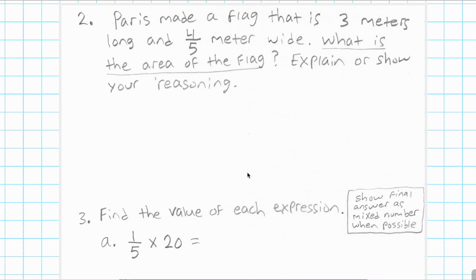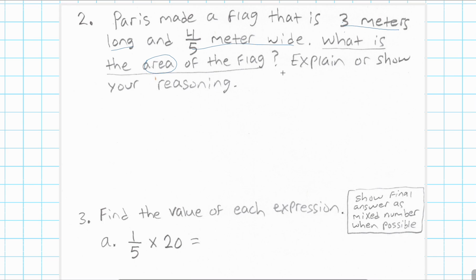All right, for the next question, we have that Paris made a flag that is 3 meters long and 4/5 meter wide. What is the area of the flag? Explain or show your reasoning. Okay, so it gives us the length, 3 meters long, and it gives us the width, 4/5 meters wide. So we're looking for the area.